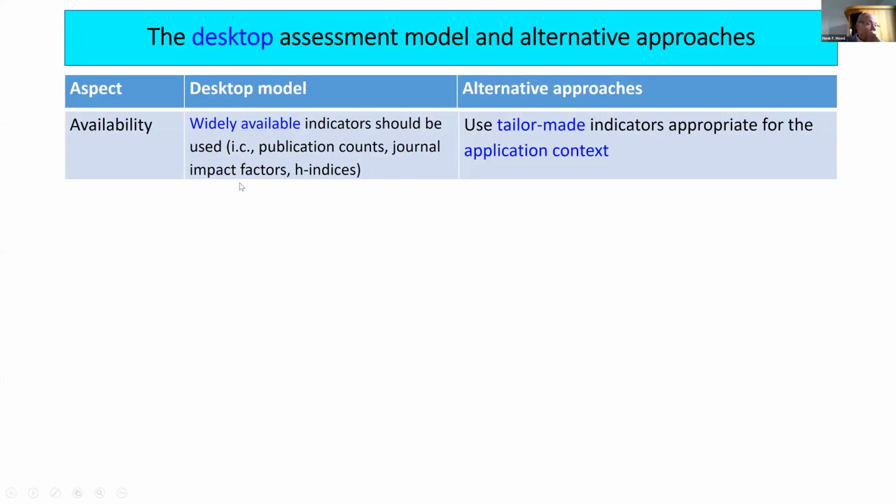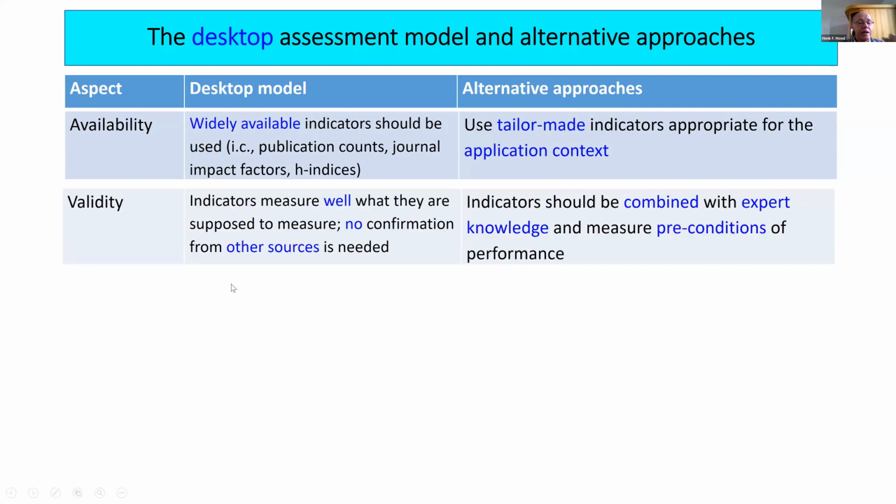So here we go. The first assumption is that you should use only widely available simple indicators, especially publication counts, journal impact factors, and h-indices. We know these are also the ones that are provided by the big index creators, Clarivate, Elsevier, and Google Scholar. But an alternative approach is, of course, that you create tailor-made indicators that are appropriate for the application context.